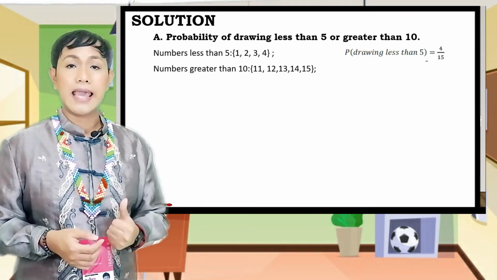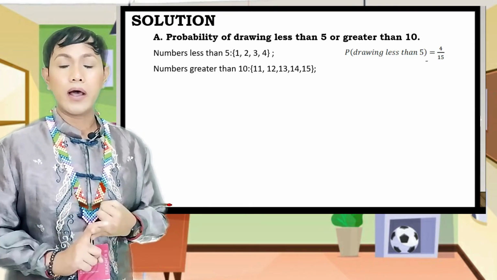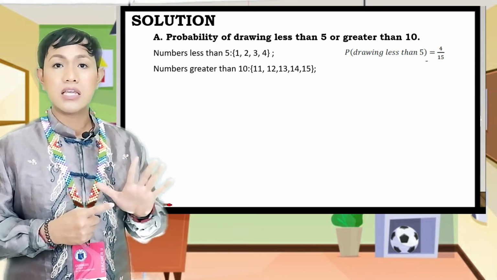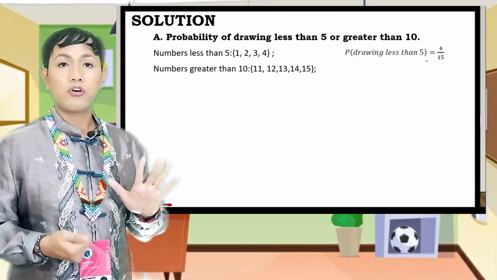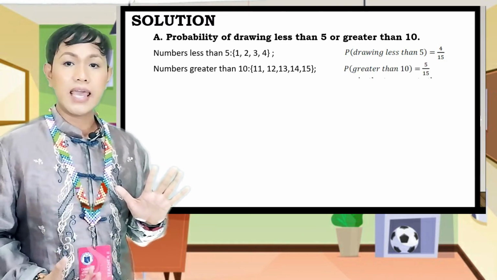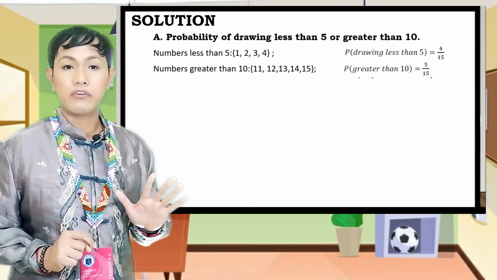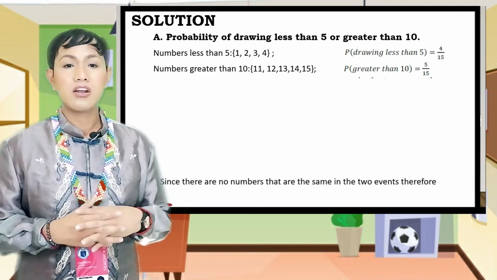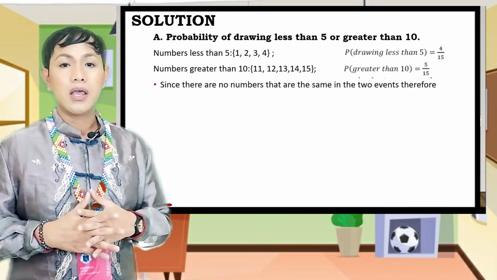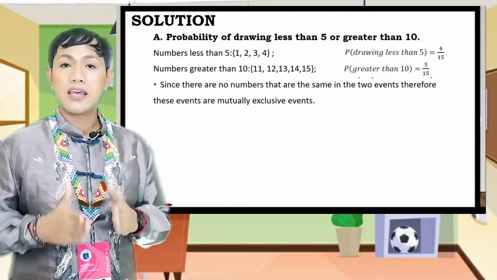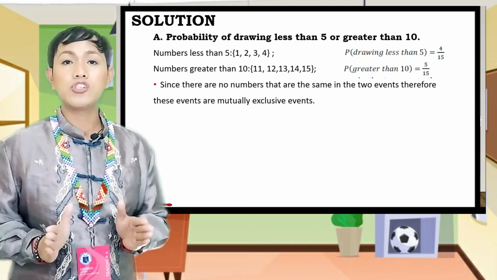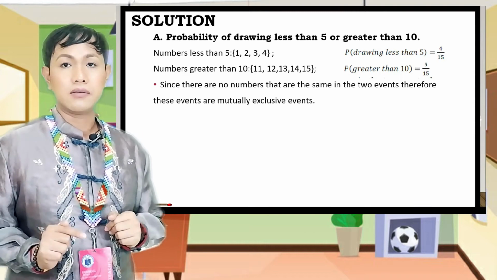Numbers greater than 10 are 11, 12, 13, 14, and 15. You get to see that there are 5 of them. Therefore, the probability of drawing numbers greater than 10 is equal to 5 over 15. Since there are no numbers that are the same in the two events, this particular example is that of a mutually exclusive event.